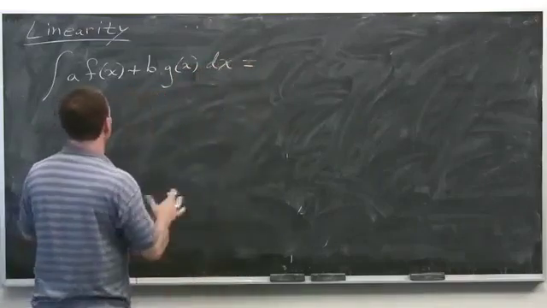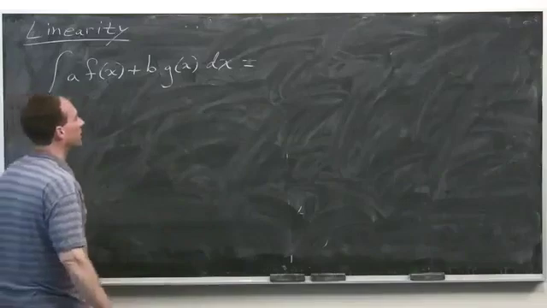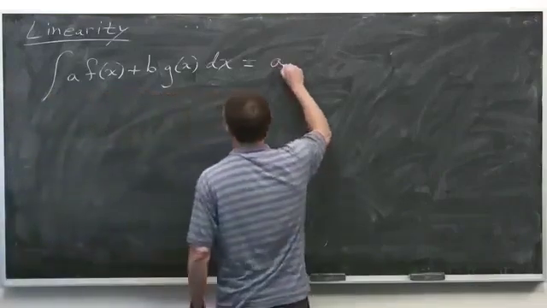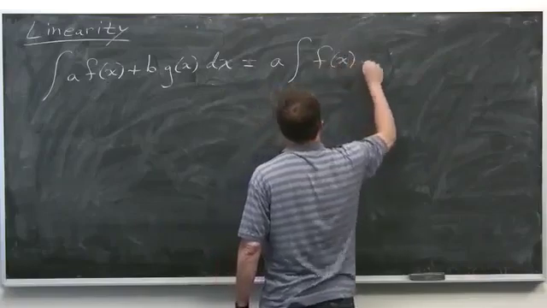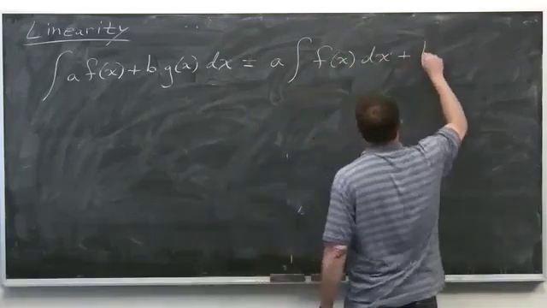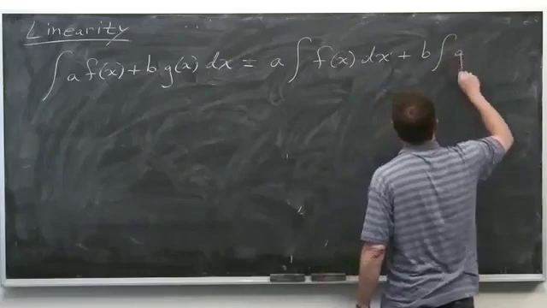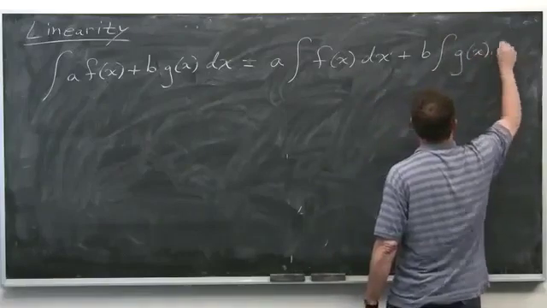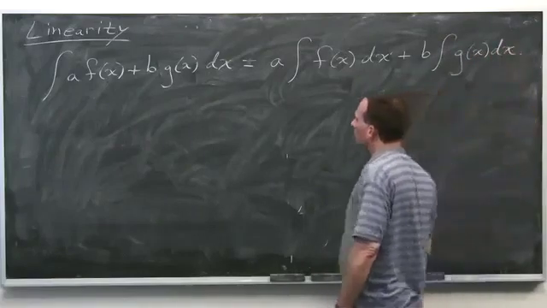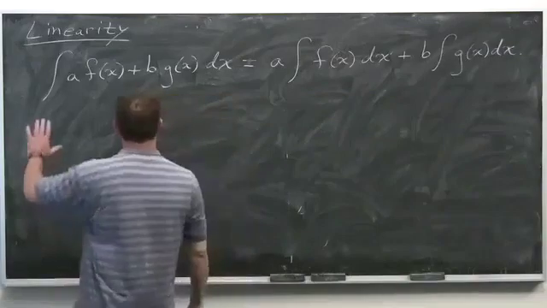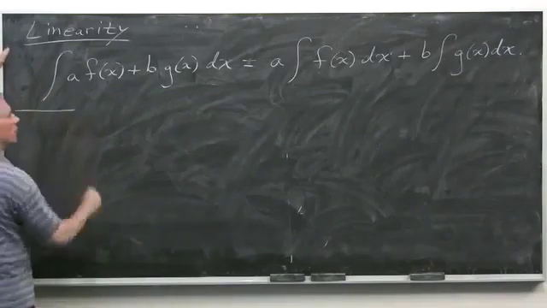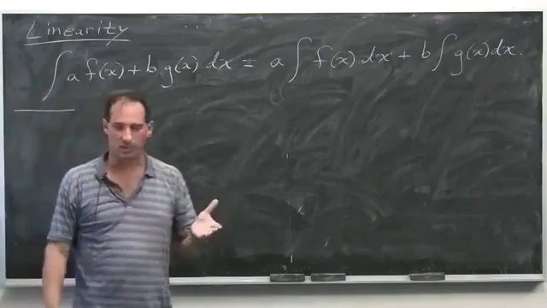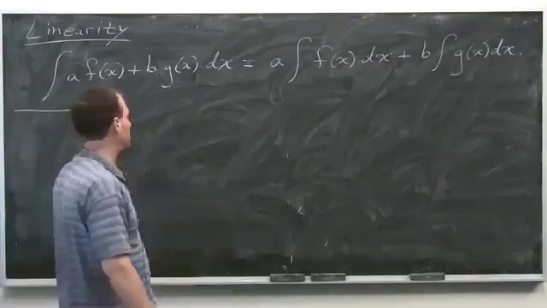what do you get? You can split up the sum, you can pull out the constants, and you get a times the integral of f of x dx plus b times the integral of g of x dx. What does this mean? So what happens with the plus c's? There might be a slight worry there.